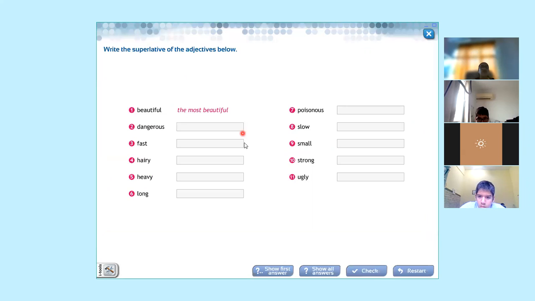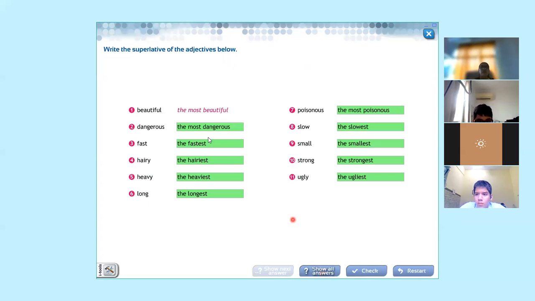The same forms that we are going to use now at the moment that we are going to work. So here we have, attention with this, Ernesto Pozo, start reading. Ernesto: Write the superlatives and adjectives below. Okay, in honor of the time, Ernesto is going to continue.